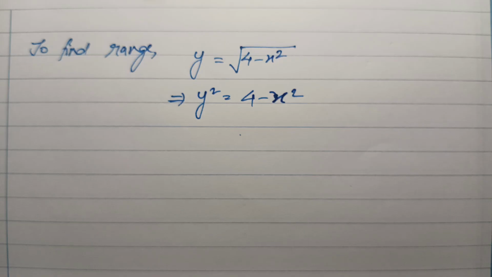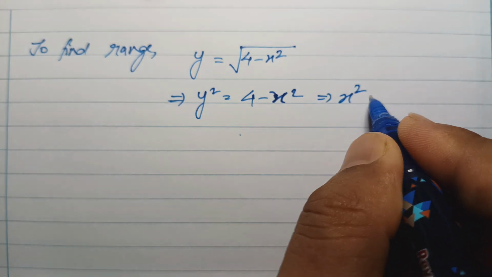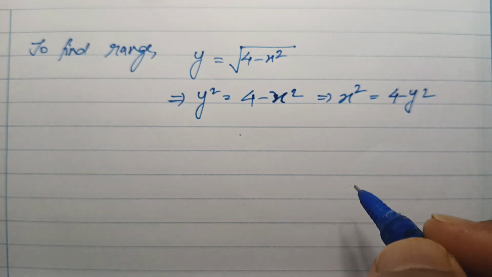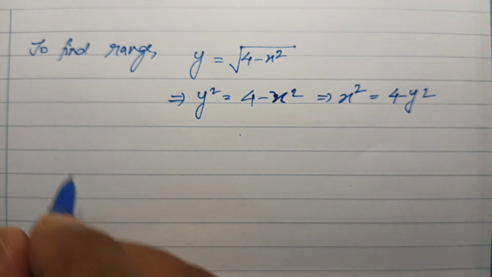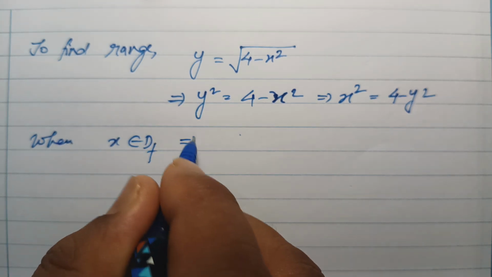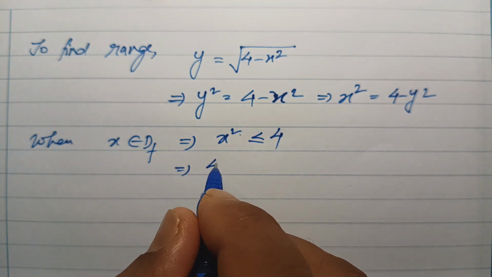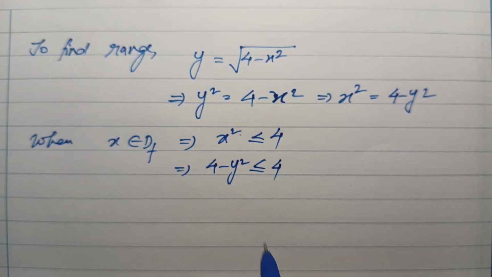y equal to square root of 4 minus x square. Squaring both sides, we get this expression which says x square equal to 4 minus y square. So when x belongs to the domain, this implies x square is less than or equal to 4. So 4 minus y square is less than or equal to 4, right?